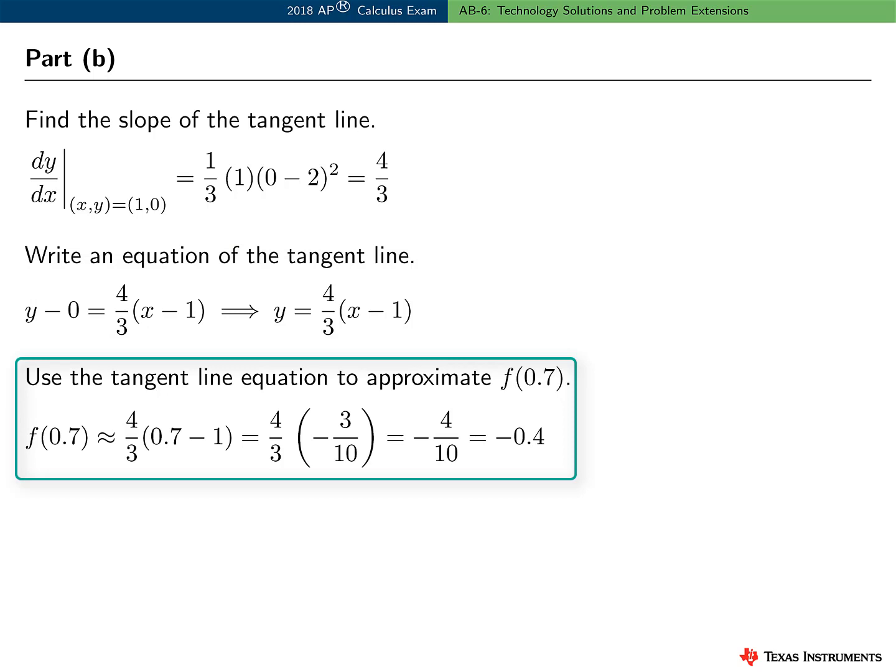Now this equation is a reasonable estimate of the function f near x equal 1. So we can use this equation to estimate f of 0.7, and the estimate here is minus 0.4.